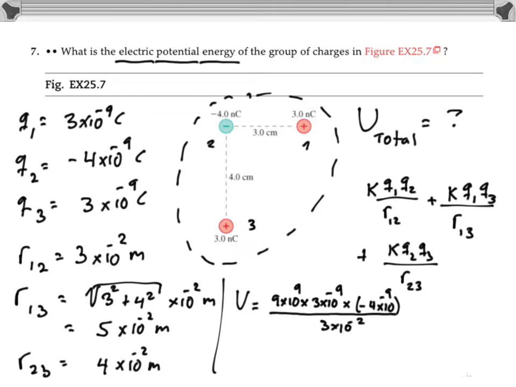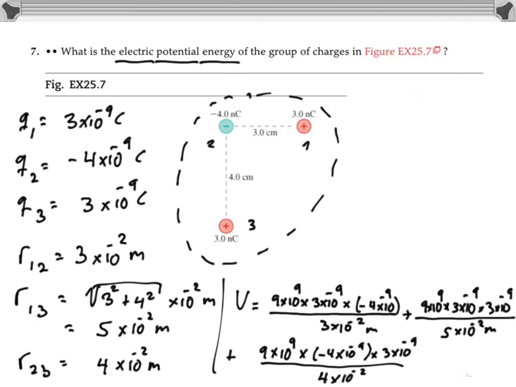So K constant is 9 times 10 to the 9, multiplying by Q1, which is 3 times 10 to the minus 9, multiplying by Q2, which is minus 4 times 10 to the minus 9, and we're dividing by R12, which is 3 times 10 to the minus 2. The second term is K constant, 9 times 10 to the 9, Q1, again, 3 times 10 to the minus 9, and Q3 is 3 times 10 to the minus 9. The distance that we need to use now is between 1 and 3, and that distance is 5 times 10 to the minus 2 meters.